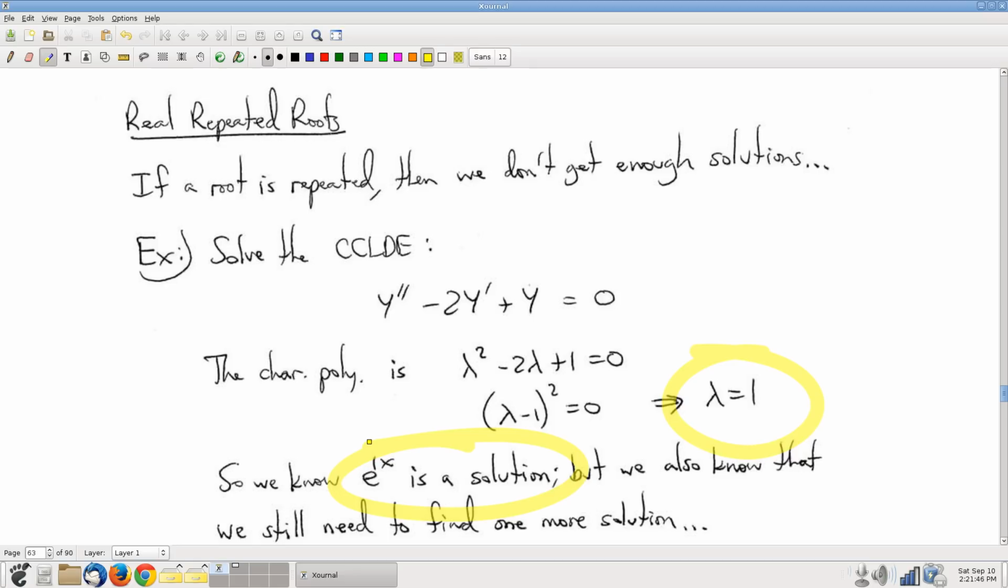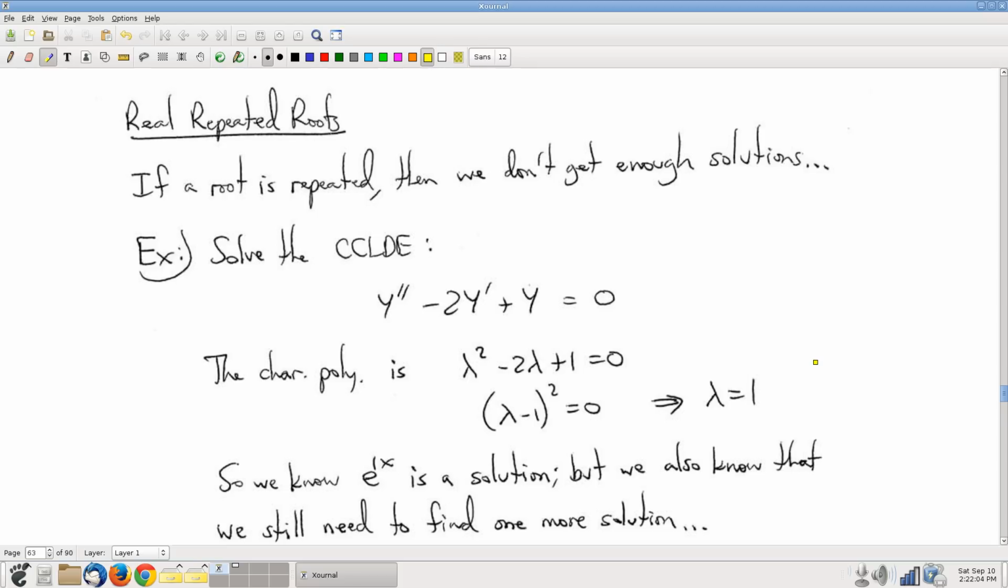We're missing, in some sense, a solution. And you might even say, because this was a root twice, it sort of owes us, in some hopeful sense, 2 solutions. It's only given us 1. I kind of feel like this root owes us another solution.